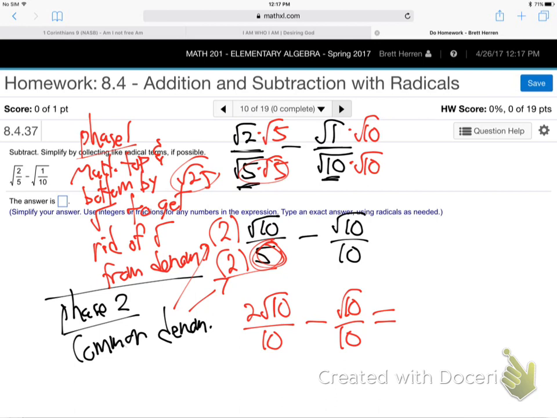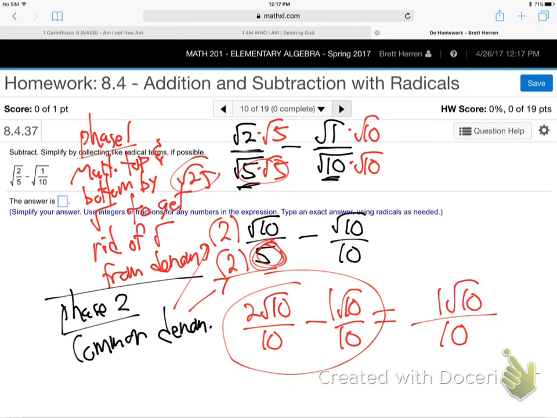All right. So now, how do we finish this up? Common denominator is 10. I'll do that part. You do the top. So it's 2 roots of 10 minus 1 root of 10. Remember, when there's no number in front, it's a 1. So it's 2 roots of 10 minus 1 root of 10. What is that? 1 root of 10. Or just root 10 over plain 10. There it is.